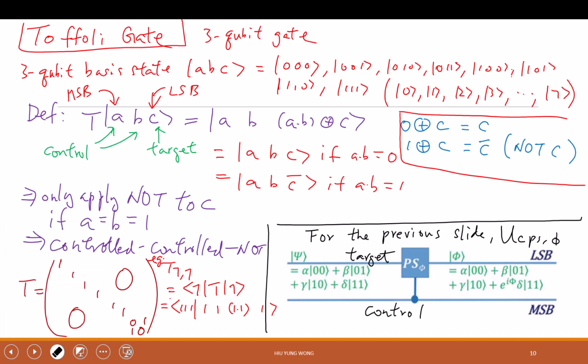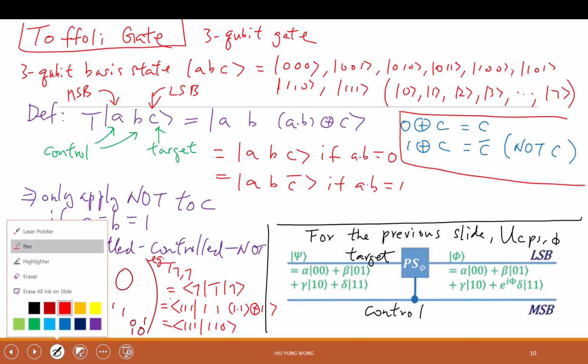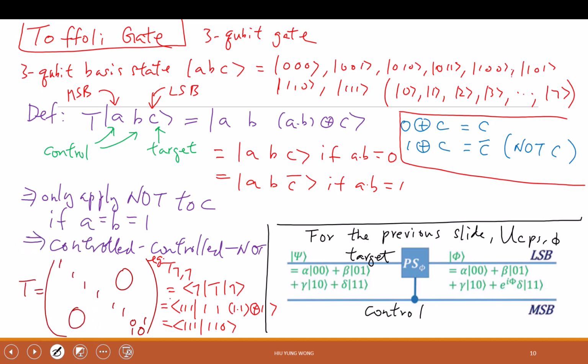So what is 1 exclusive or 1? 0. So this becomes 1, 1, 1 inner product with 1, 1, 0. What is the inner product between 1, 1, 1 and 1, 1, 0? 0, because they are orthogonal, right? So maybe some of you don't feel that comfortable with this. We can further change it to this. This is just tensor product.